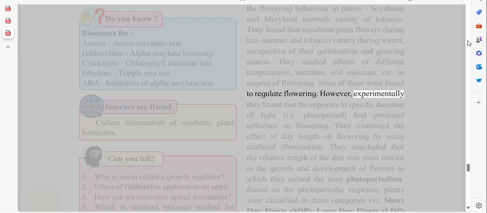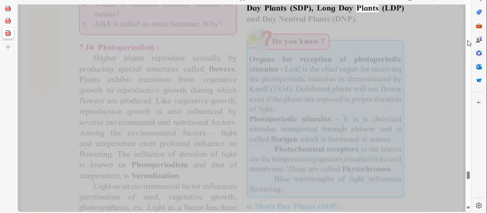However, experimentally they found that the exposure to specific duration of light, i.e. photoperiod, had profound influence on flowering. They examined the effect of day length on flowering by using artificial illumination. They concluded that the relative length of the day was most crucial in the growth and development of flowers, to which they coined the term photoperiodism. Based on the photoperiodic response, plants were classified in three categories viz. Short day plants, SDP, long day plants, LDP, and day neutral plants, DNP.